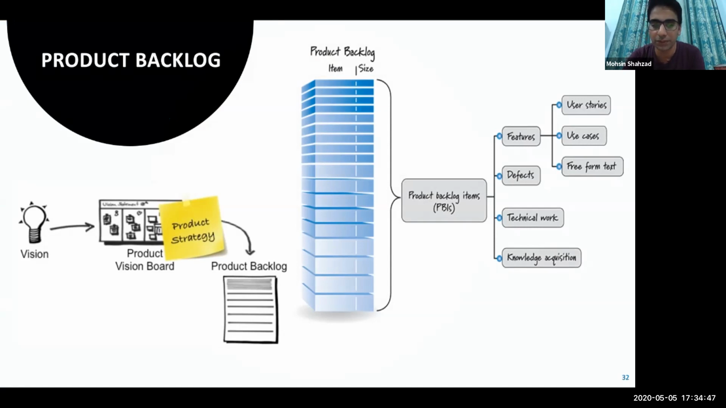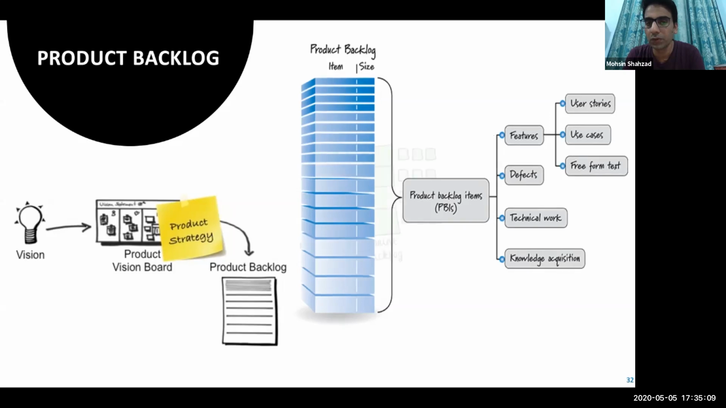That comes from the product vision board. And then we have a stack of requirements. So this is pretty simple. We are not creating some sort of fantasy of requirements, or heavy, comprehensive documentation. This is simply a stack of documents. That's it.